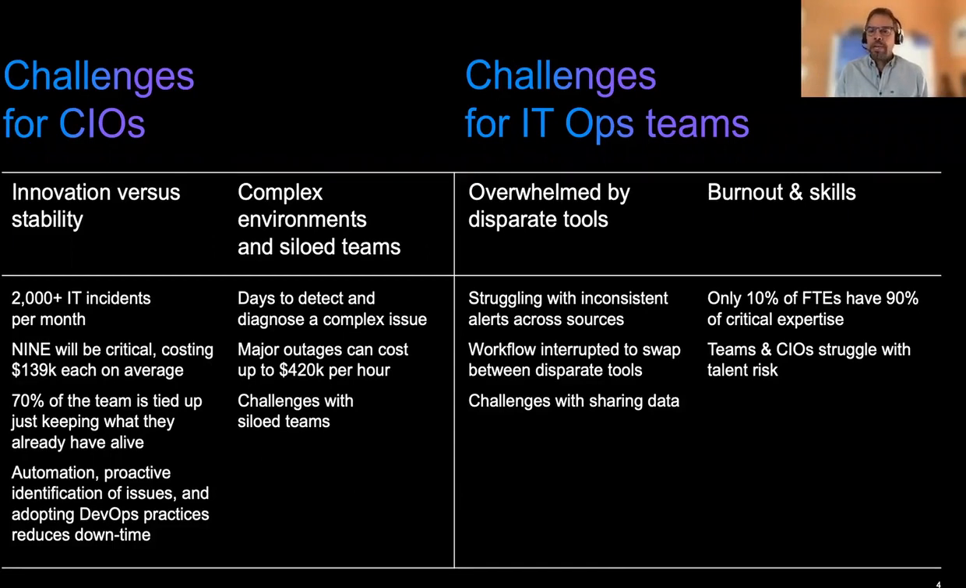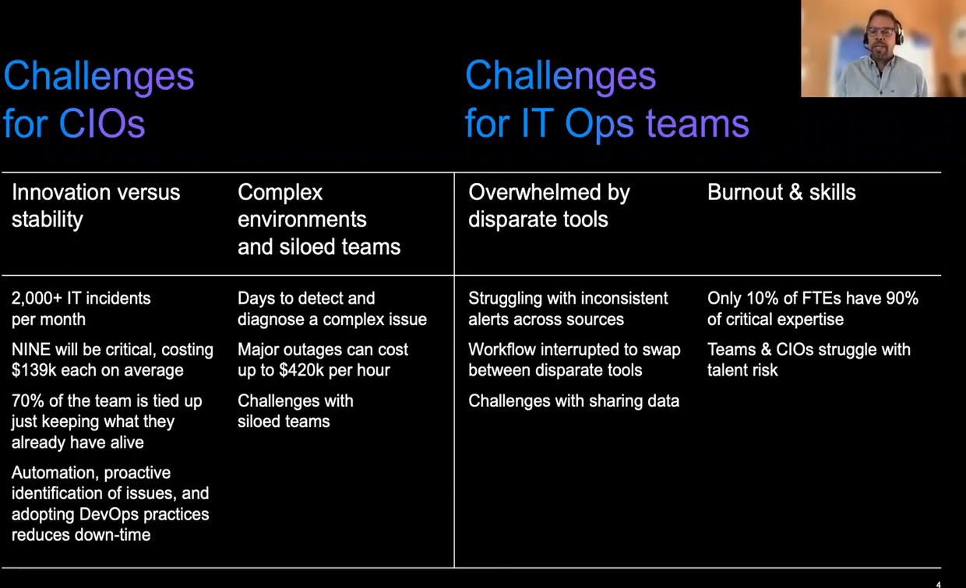From the CIO's perspective, there has been a constant struggle between innovation and stability. A large percentage of the team is tied up just keeping what they already have alive and running. In addition, today's application landscapes are increasingly hybrid, complex, and often include IBM Z. However, we often see information, team, and data silos in organizations. These silos inhibit SLA attainment, make collaboration more difficult, and increase the time to problem resolution. It often takes days to detect and diagnose a complex issue.